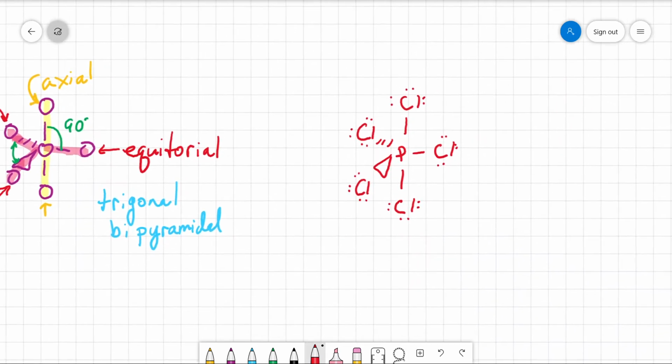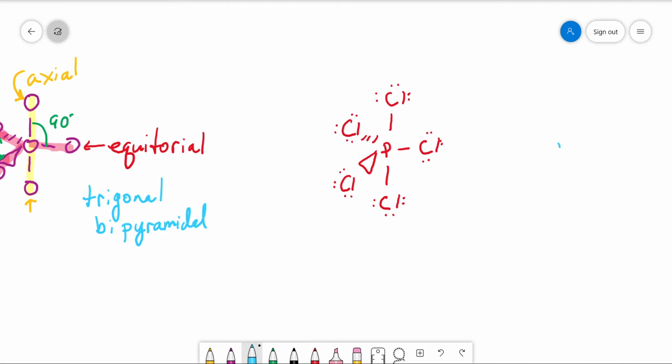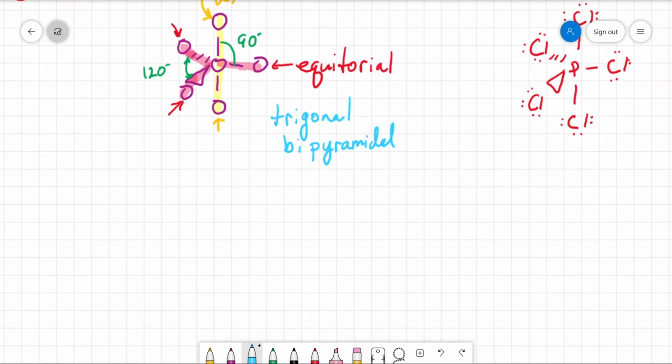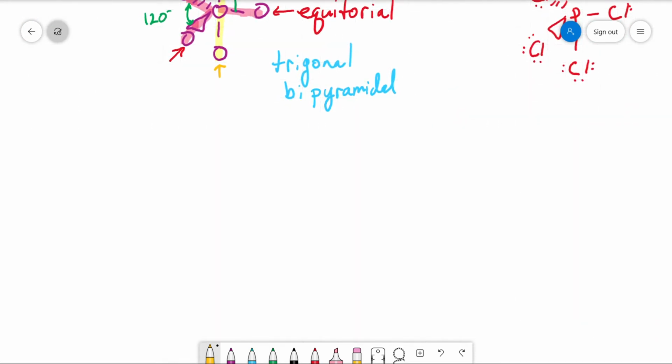Now, when you draw this on paper, just remember it's going to look probably more like this. I'm not going to draw the lone pairs just for this. It'll probably look something like that, and you think it's all planar, but it's not. You're just drawing it on a piece of paper, okay? All right, we're going to add a lone pair. So we're going to have 4 atoms plus 1 lone pair. And that's still, again, 5 things.